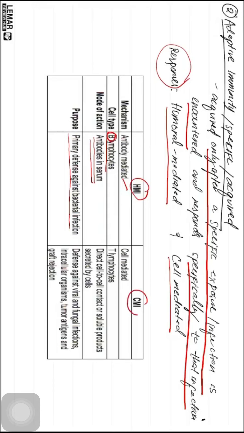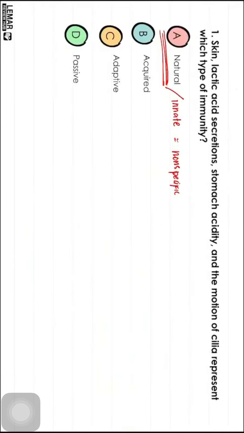We have the cell-mediated immunity. Okay, this involves T lymphocytes or T cells. The mode of action: direct cell-to-cell contact of soluble products secreted by the cells. Its main function is to provide specific defense against viral, fungal infections, intracellular organisms, tumor antigens, and graft rejection. Okay? So, for number 1, the answer po is natural immunity.